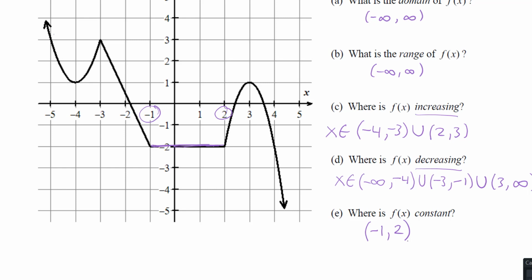And there you have it. There's an example of describing intervals of x's for which a function is increasing, decreasing, or constant. We'll do one more.